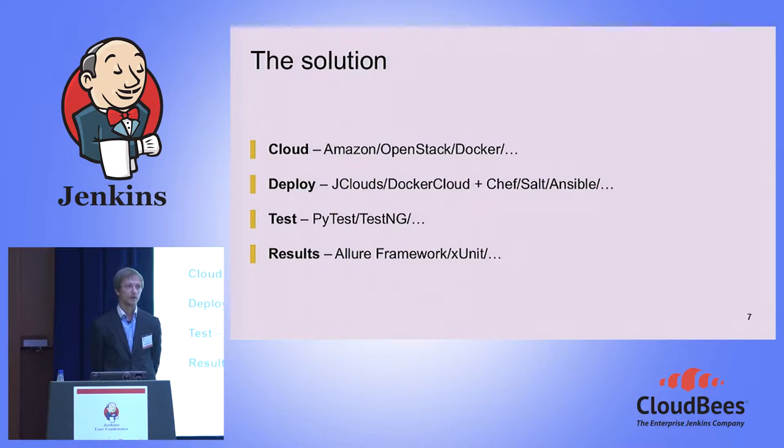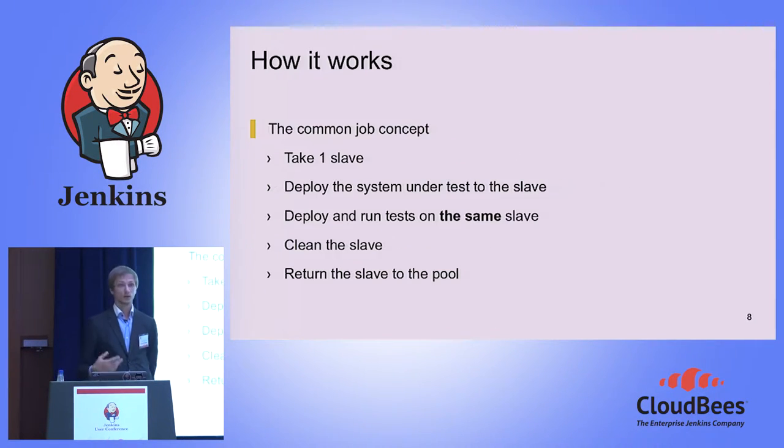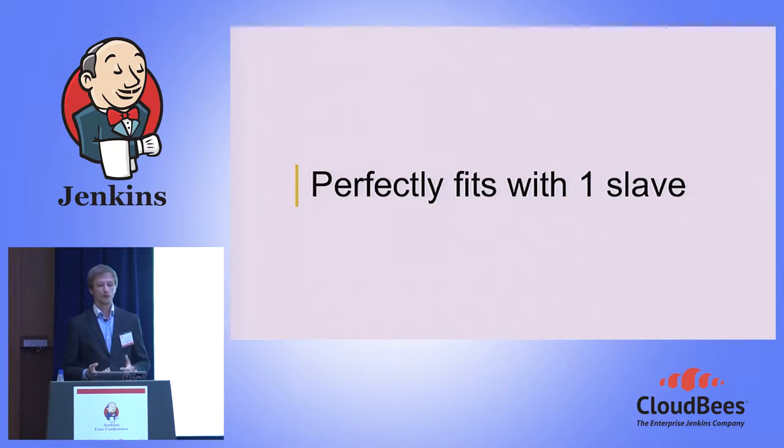I think that many of you use these tools or some of these tools, or a rather similar flow. In this case, it works rather simply. You take Jenkins and attach a slave to Jenkins. Jenkins takes the slave for the job, deploys the system, runs tests, collects results, and you just get your results and send them to your manager. Meanwhile, Jenkins shuts the slave down or sends it back to the free slaves pool. This is a way when this process perfectly fits with one slave. You don't have to do anything else. It works out of the box.